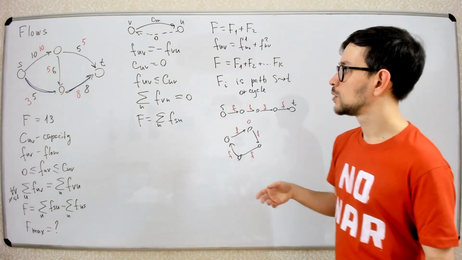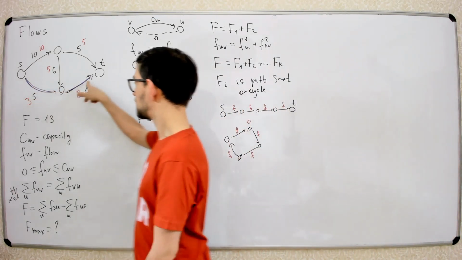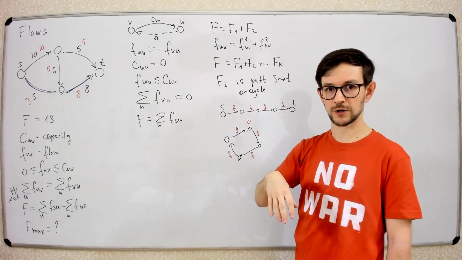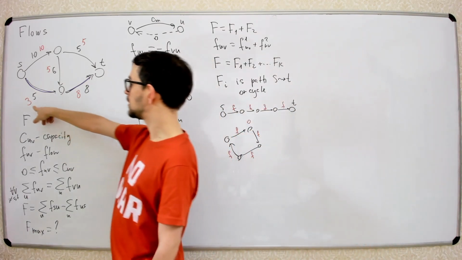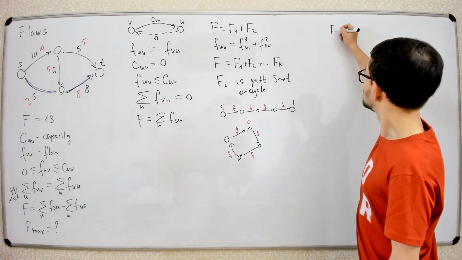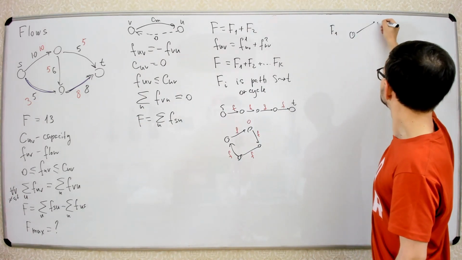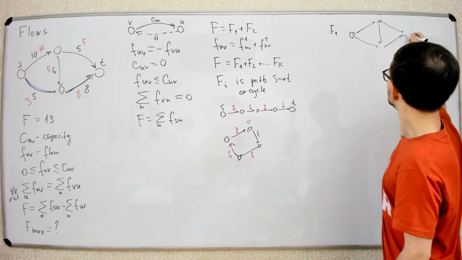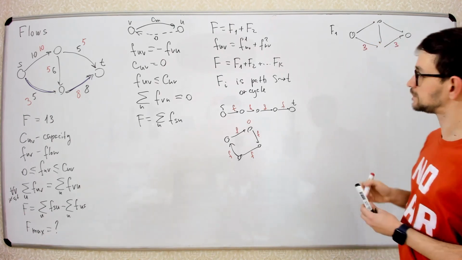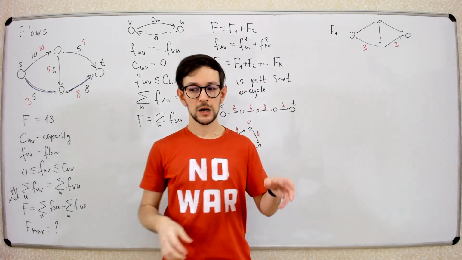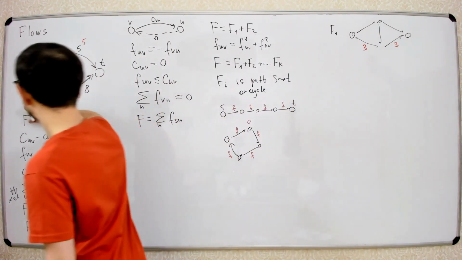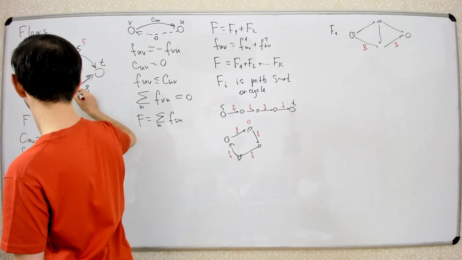Now what can we do? We can take this path, take the minimum of the flows over these edges and subtract it from the whole path. We have 3 units here, 8 units here, so the minimum is 3. So let's say that the first flow is like this: we have 3 units here and 3 units here. And now we just subtract this flow from our flow. So we will have 0 here and 5 here.